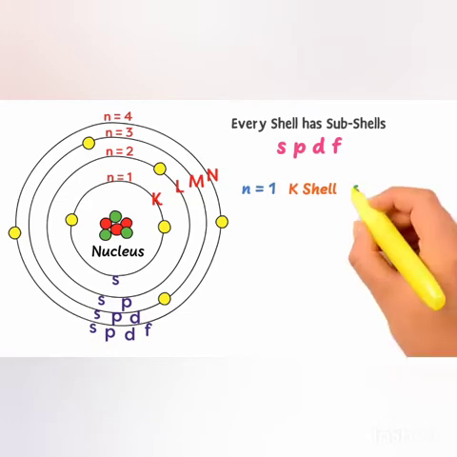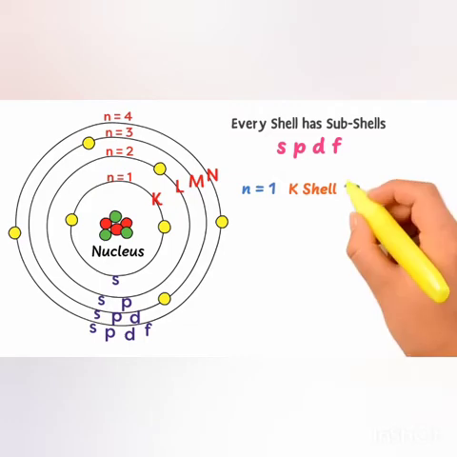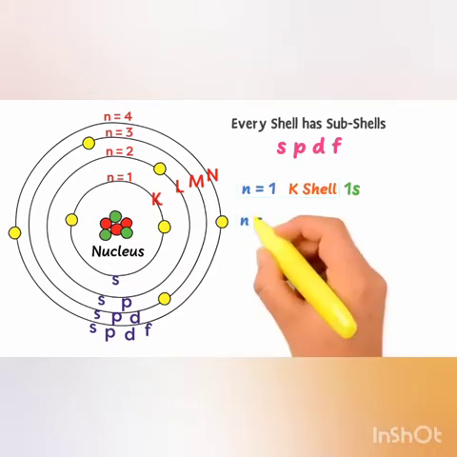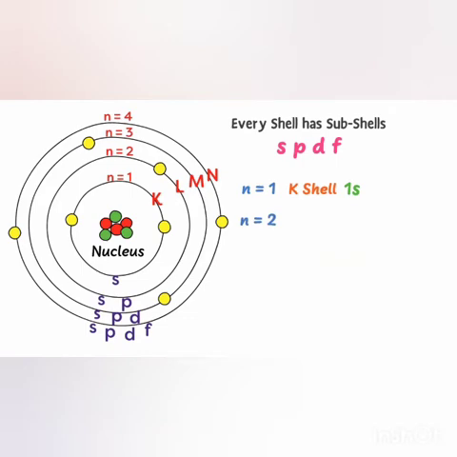N is equal to 1 is the K shell and must have only one subshell, S. Because it is the first shell, you can write 1S. The 1 denotes that it is the main shell, N is equal to 1. And N is equal to 2 is the L shell. It has 2 subshells, S as well as P. So we can write 2S as well as 2P, because the 2 denotes that N is equal to 2, the main shell is 2. That is the L main shell.